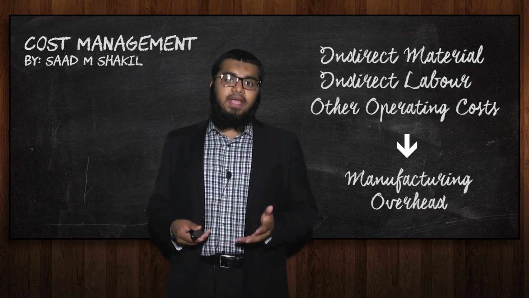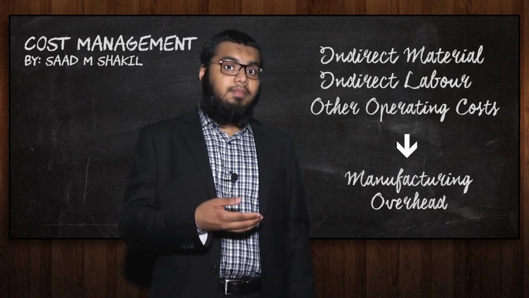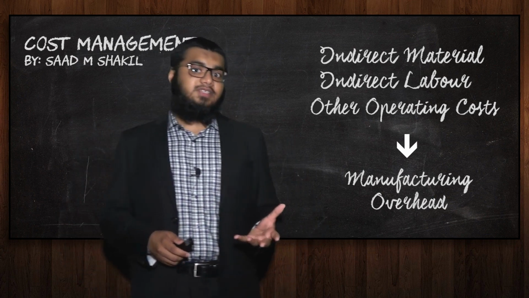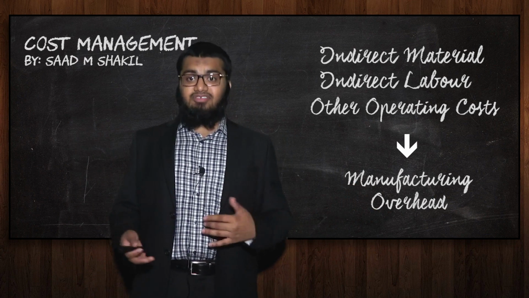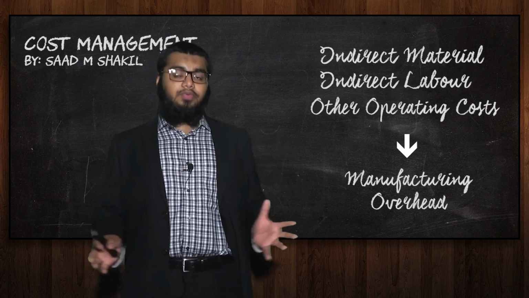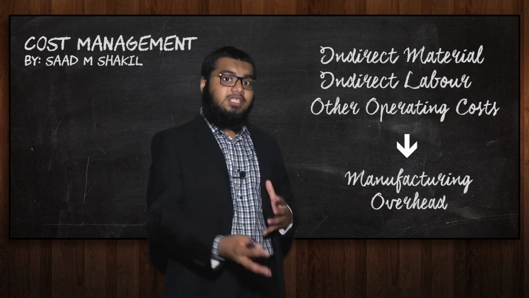An example would be the rent for the premises, or the depreciation for the plant and equipment, and other such expenses, for example, the utility, the electricity, the water that's going to be utilized for the whole production process, but this would not be directly included as part of the product.